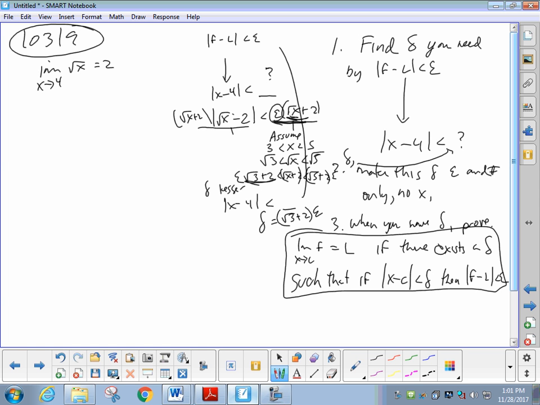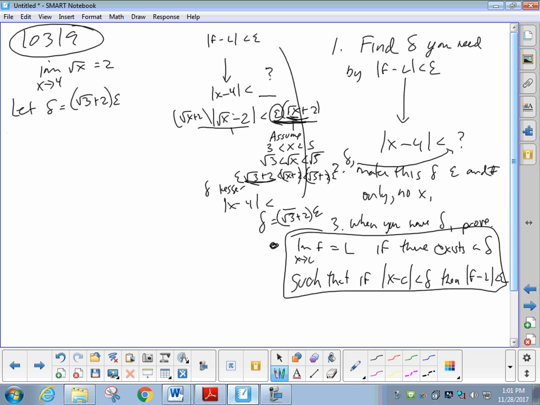Yes. Are you still ready? Okay. Now remember what you're trying to show. You're trying to show that this can be shown to be true. The limit is L if there exists a delta such that when this happens, that must happen as a consequence. I am saying there is such a delta. Let delta equal root 3 plus 2 epsilon.